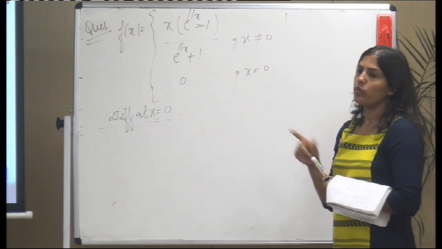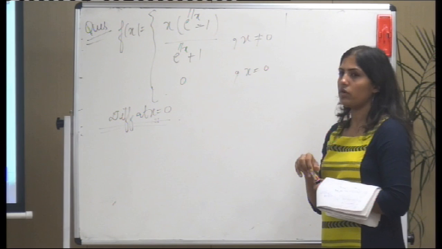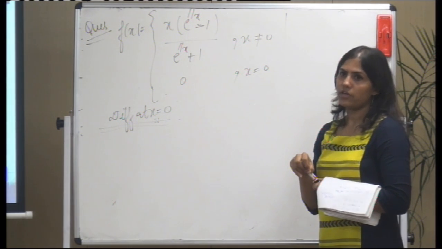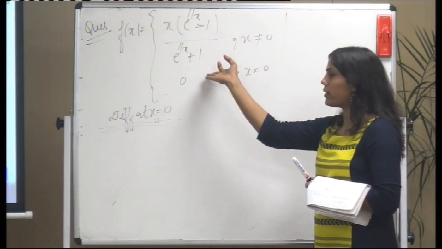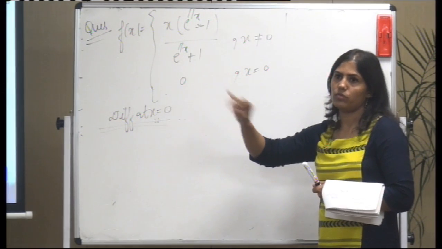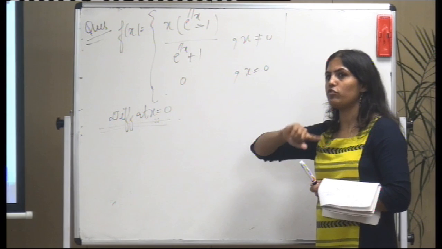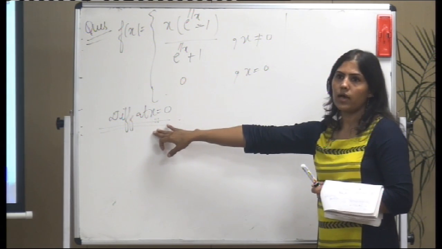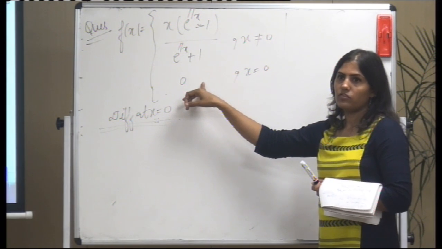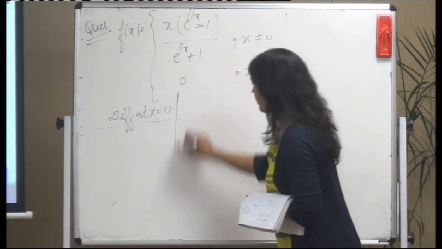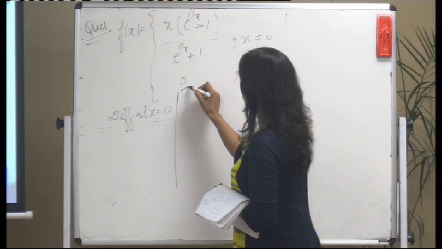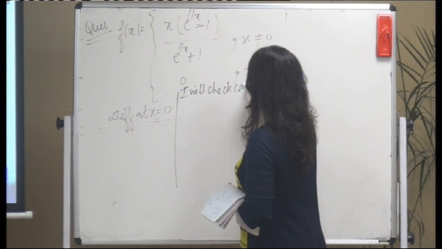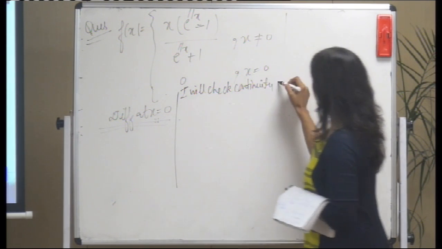Before differentiability, do I check continuity or do it directly? Continuity I should check now. In case it is not continuous at 0, then there is no need to check differentiability. Directly I can check, there is no harm in that, but the better way is to check continuity first. So I will check continuity at x equal to 0.